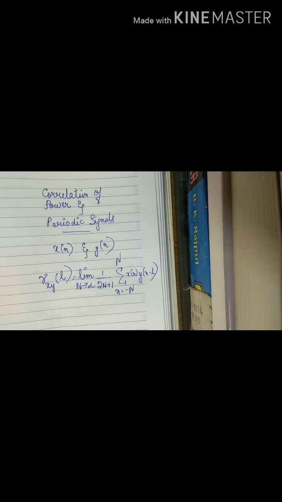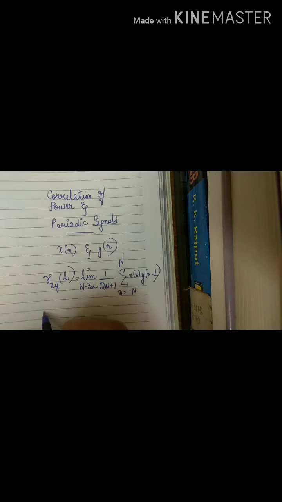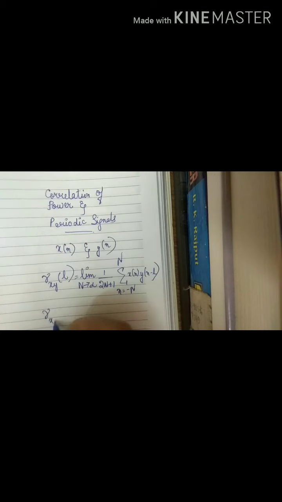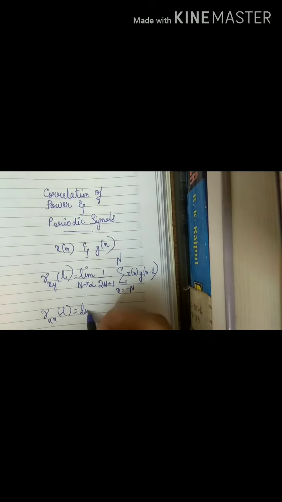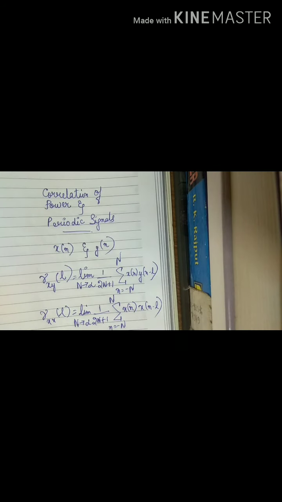And we also know that the autocorrelation of the power signal xn will be gamma xx l. This will be the limit as N tends to infinity of 1 by twice N plus 1, this will remain the same, the range will also remain the same, and this will be x of n, x of n minus l.